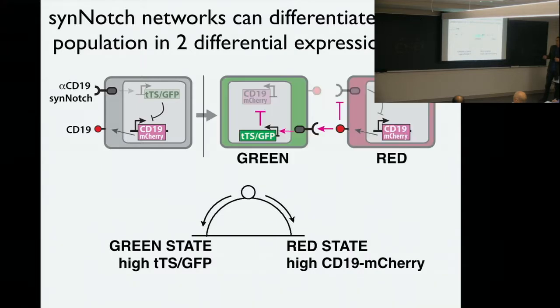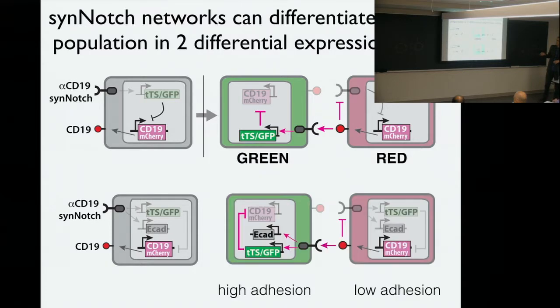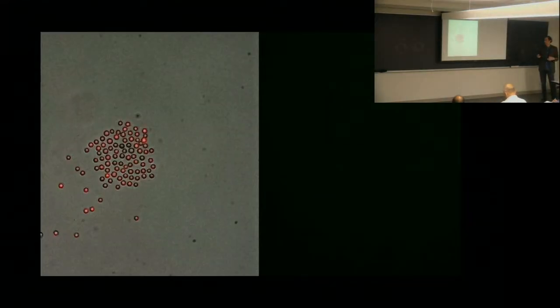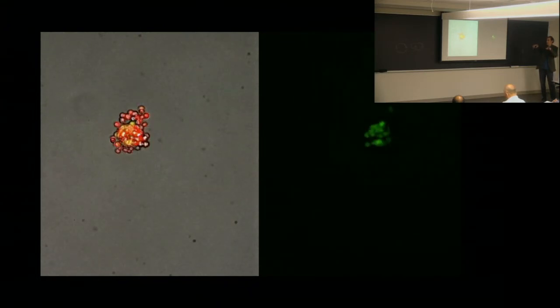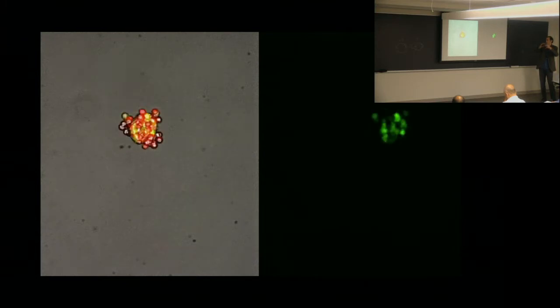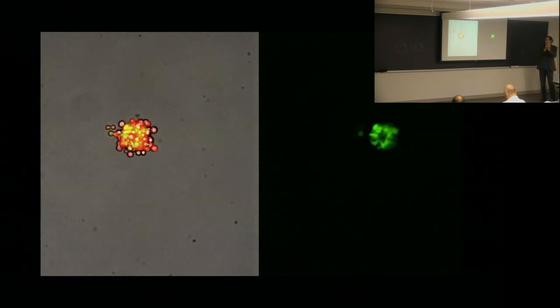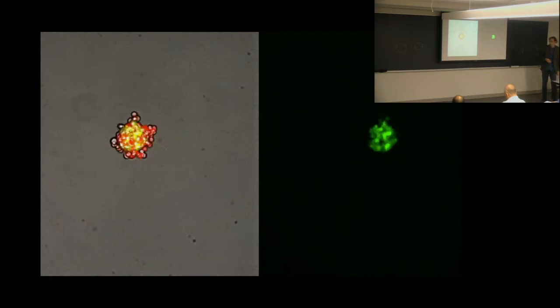And it is bistable, as I said. It generates two cell types in a 2D layer. It's almost like a hexagonal checkerboard pattern. And in this system, we have added the fact that one of the two states now has high adhesion and the other low adhesion. So when we implement it in 3D, you start with these gray cells, and then they bifurcate and become red and green. Then the green cells start to become highly adhesive, and they form the core of the system.